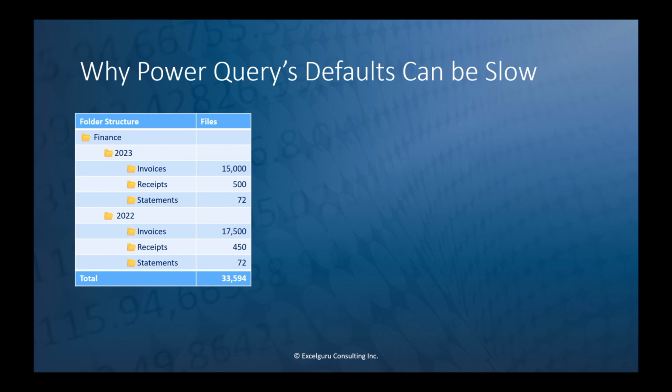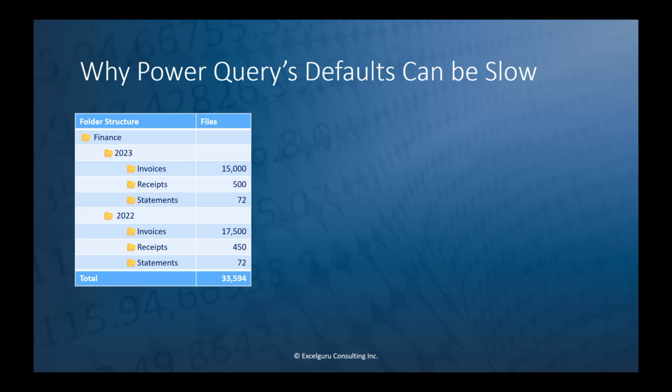So the reason why Power Query's defaults can be slow, let's take a look at this folder hierarchy right here. Let's say that I want to get to the 2023 receipts folder that has 500 items in it. There are 33,594 items in this folder, however. Okay, so what do we do? We connect to Folder.Files. One of the really cool things about Power Query is it enumerates every file in every folder and every subfolder, uses a process of recursion that brings back that entire list.